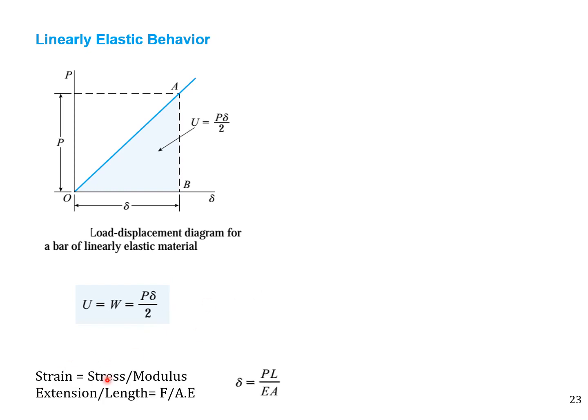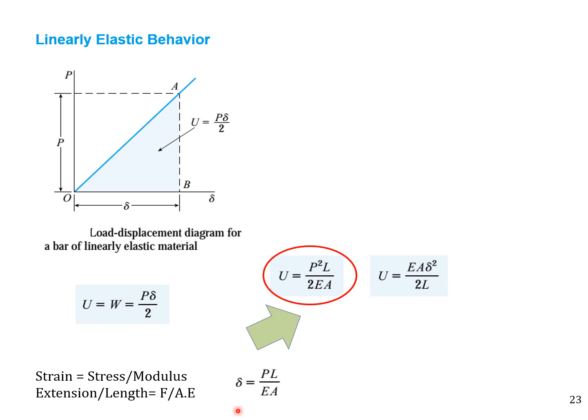So as we know, strain is equal to stress over modulus, or strain can be further defined as extension over original length. Stress is force per unit area, and modulus is E. So the extension delta will be equal to force times length, where force is denoted by P, which is load, divided by E times area. So this will be the value of delta in terms of load applied, initial length, modulus, and cross-sectional area.